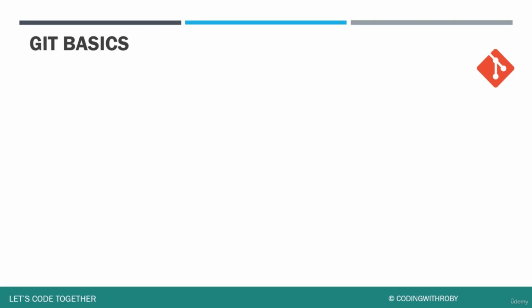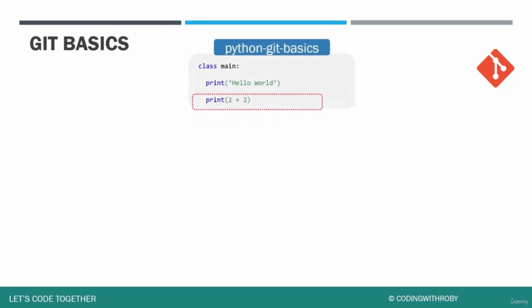After our first commit, we will create a second commit right after. We will add new code to our main.py file within our Python Git basics. The new code will print 2 + 2. Now, of course, this code doesn't really do too much, but for our first try with Git, we're trying to make the code extremely easy to understand.